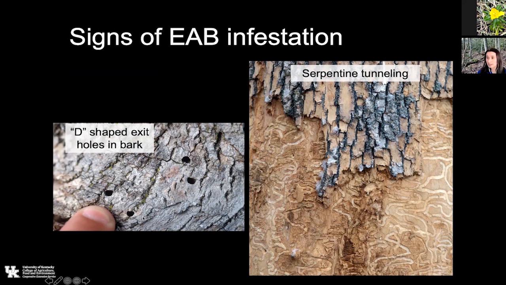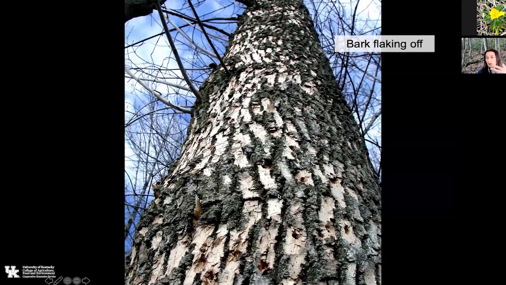But definitely by the time you start to see the bark sloughing off and these extensive tunnels underneath, that tree is beyond saving and very damaged. So this is kind of what I see a lot in this area, as well as trees with all of the bark flaking off, trees that have snapped in half in the last windstorm, a major hazard in the landscape setting as well as in the woodland setting.